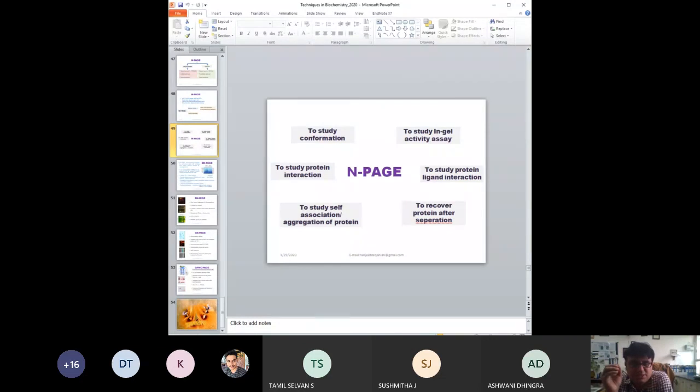This method is also preferred to study protein-ligand interaction. There is a lot of literature where people have used native PAGE to characterize protein-ligand interaction. We are also working on this, and basically we are using this to study in-gel activity assay. Maybe in the next class I'll show you some of the results which we have derived here in wheat crop.